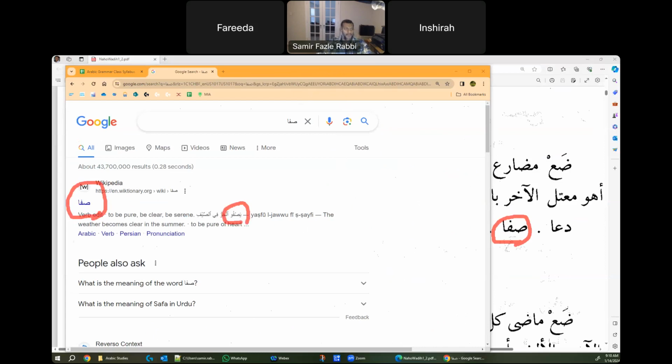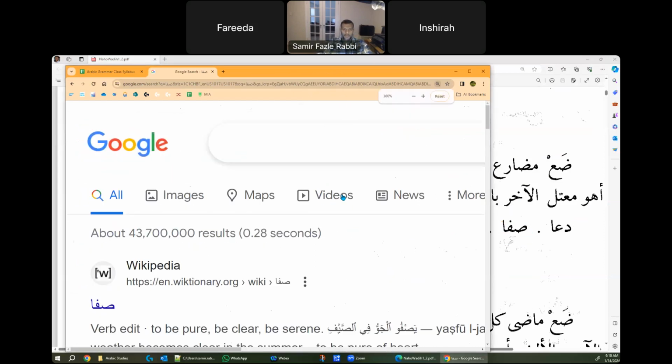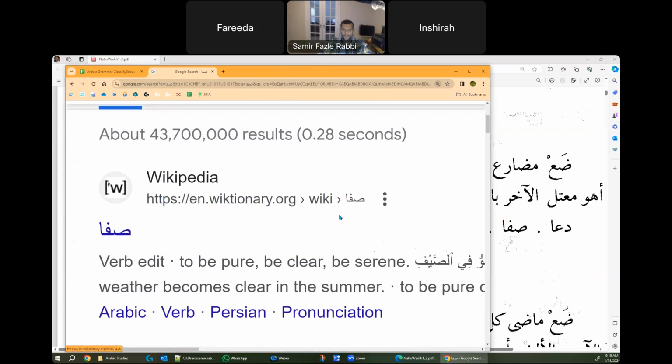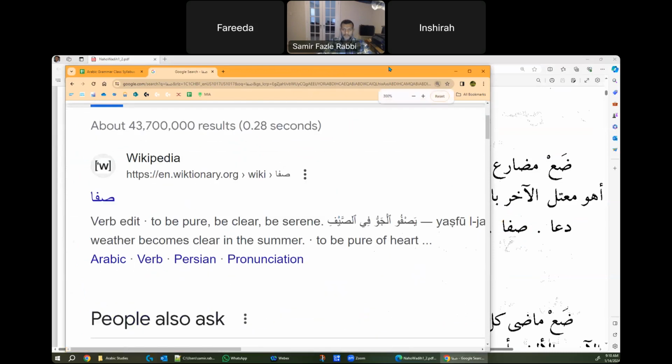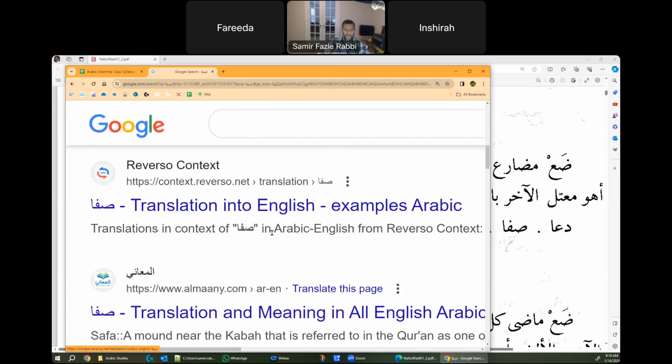Let me do this. Hold on. I don't want to put pressure on your eyes. So here we go. This is the word safa. Here's Wikipedia, and without me even going any further, I have it right there, yasfu. So similar to da'a, which is yad'u, safa is yasfu. To be clear, pure, clear, serene. Ma safi, for example, they would say.